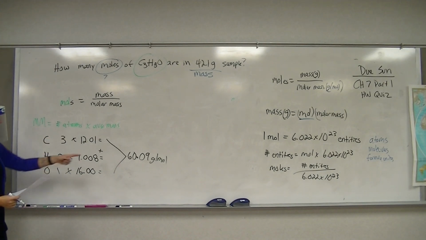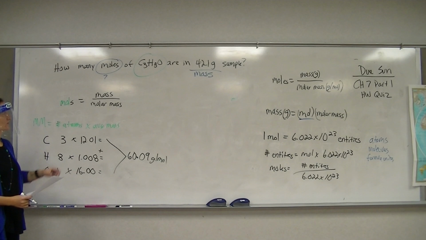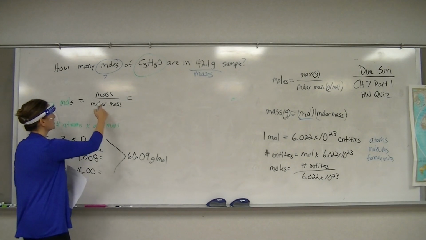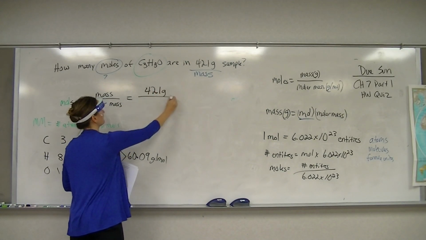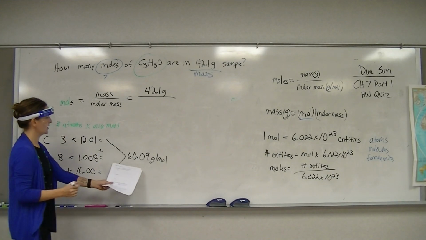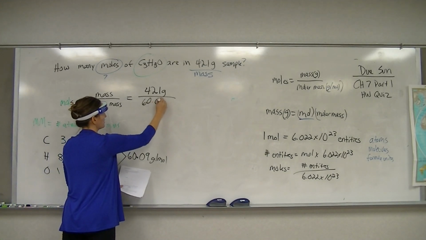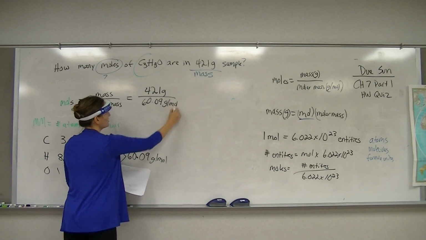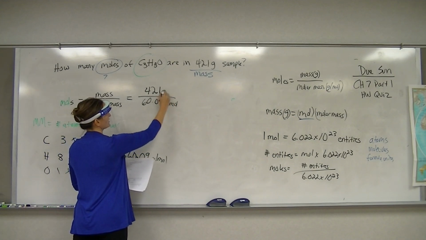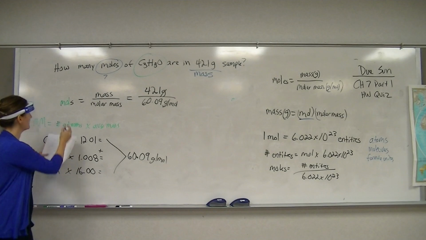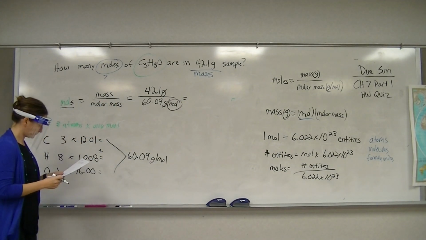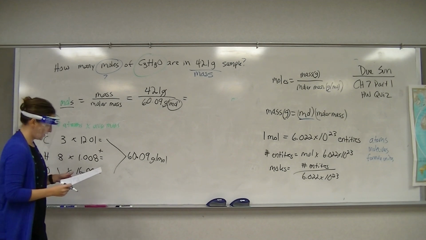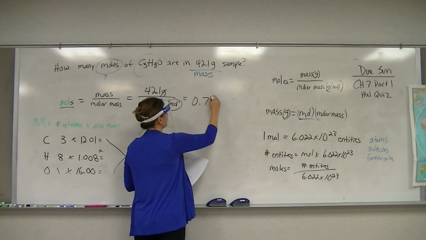So now we have our molar mass and we have our mass. So we're just going to plug those numbers into this equation to solve for moles. So the mass from the problem itself is 42.1. The molar mass we calculated using the equation is 60.09. And notice the units. Grams are canceling. And that's good because what we're solving for is moles. And moles are the only units that are going to be left. So when we divide those, we get 0.701.